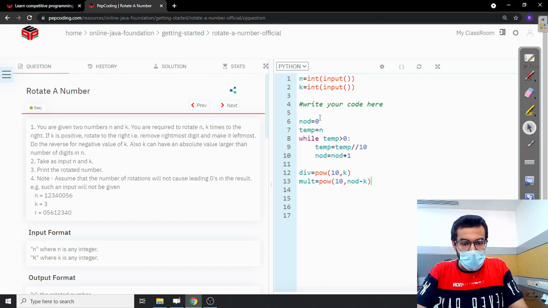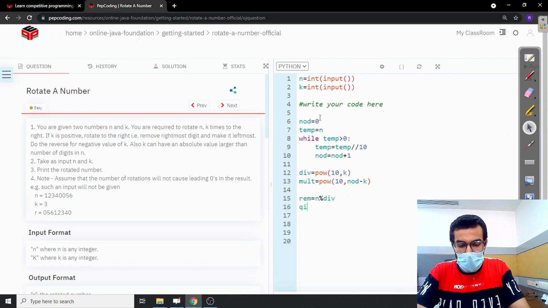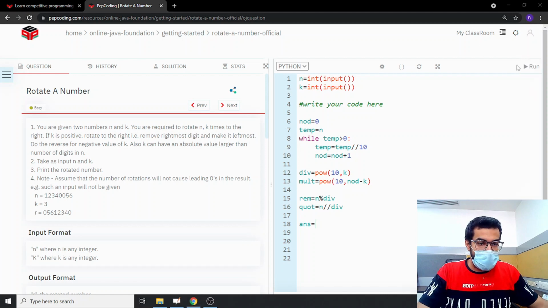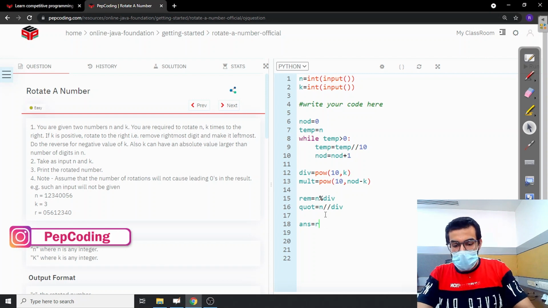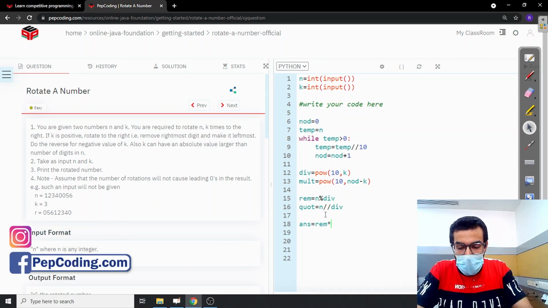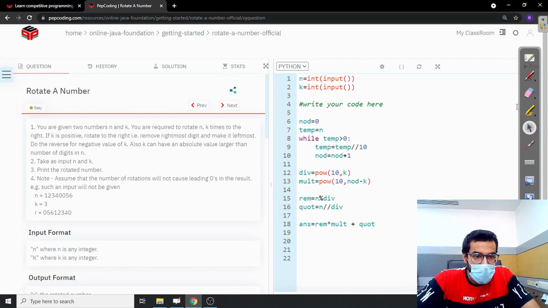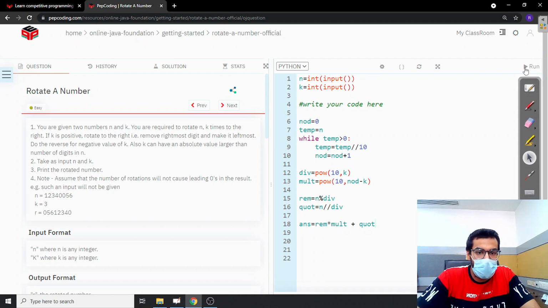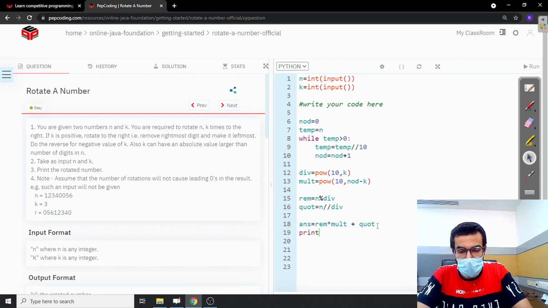Till here we are done, and then we have to find the remainder when n is divided by divisor. So this is the remainder. Our quotient will be when n is divided by the divisor. This is our answer, and our answer will be when remainder, as you can see over here, is multiplied by multiplier plus quotient. This is our final answer. So be happy, we are already somewhat done with our code. Let's run it and hope it will run properly without giving us any error. Yes, obviously it will give us a wrong answer because we have not printed the answer.